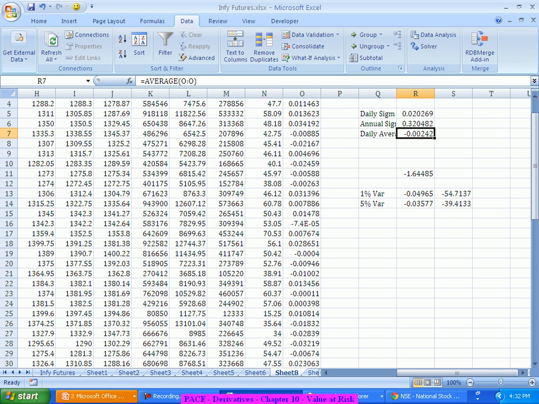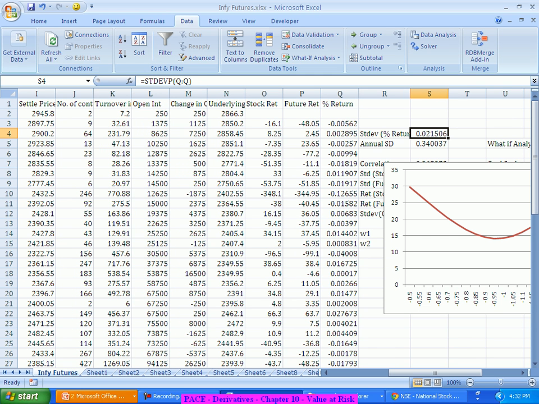Daily average is just the average of these numbers, the O column. So we will go back to our Infosys futures chart. We have already calculated the standard deviation and all that stuff here.